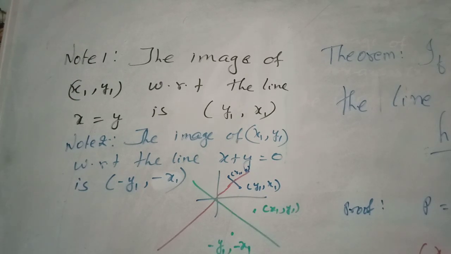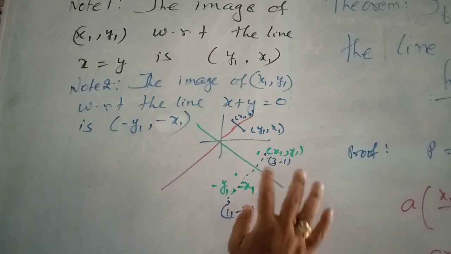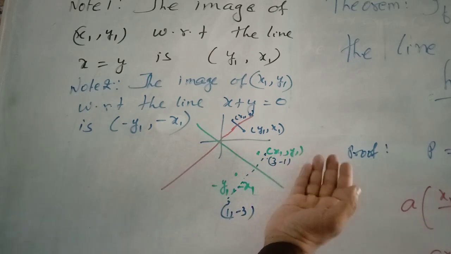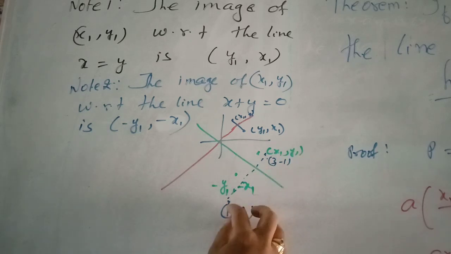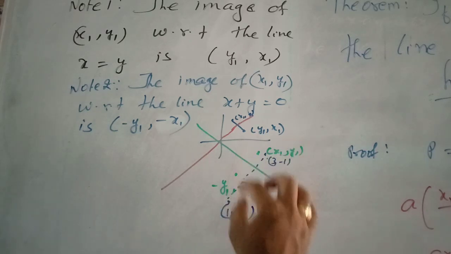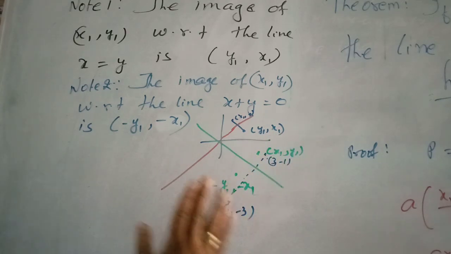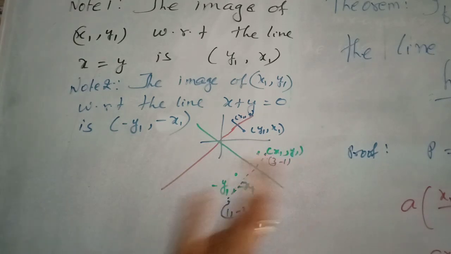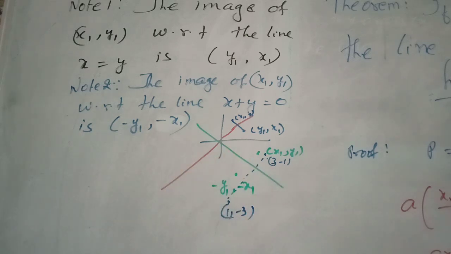Let's take one example. If there is a point 3 comma minus 1, then minus of y1 comma x1, he is saying. Minus of y1 means this becomes plus 1, and 3 becomes minus 3. So 1 comma minus 3. This is important. This is 1 comma minus 3. Like this we will get the image here.